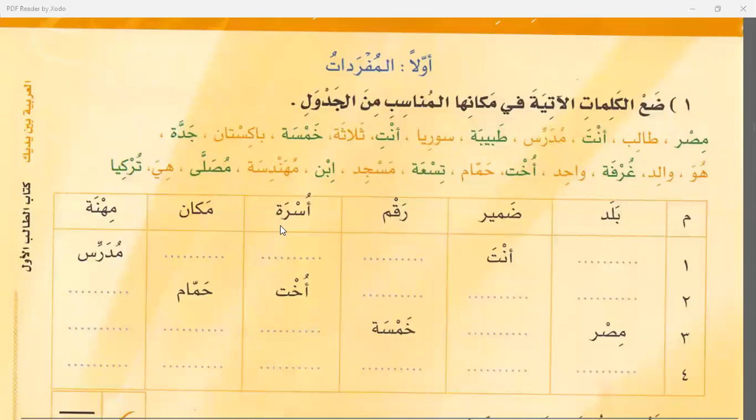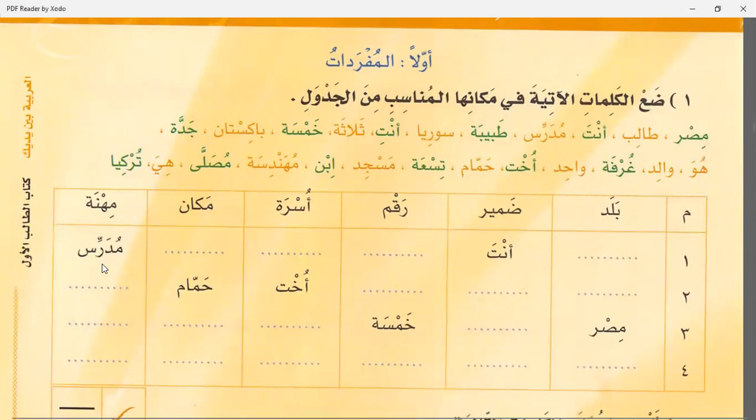Then we have Raqam. Raqam means number. So here you will write the numbers like Wahid or any other number that you will find in these. Then we have Usra. Usra means family. So you write the family members in this box. Makan means place. So here you will put the places like Masjid, then Hammam, things like this will be placed here. Mihna means profession. You will write professions here like Mudarris, Tabiba, Talib, things like this.